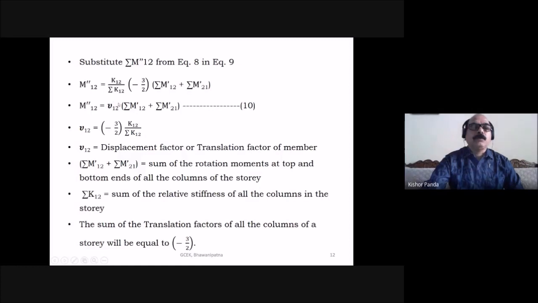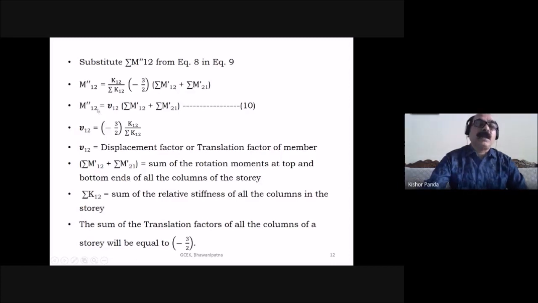k12 is called the displacement factor or translation factor. So you can designate this by nu 1,2 into summation of m dash 1,2 plus summation of m dash 2,1. And nu 1,2 is equal to k12 by summation of k12 into minus 3 by 2. This is minus 3 by 2 k12 by summation of k12. So nu 1,2 is equal to the displacement factor or translation factor. This is the translation moment or displacement moment, and this factor is called the displacement factor or translation factor.